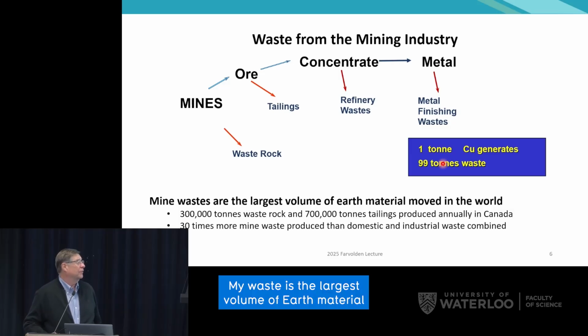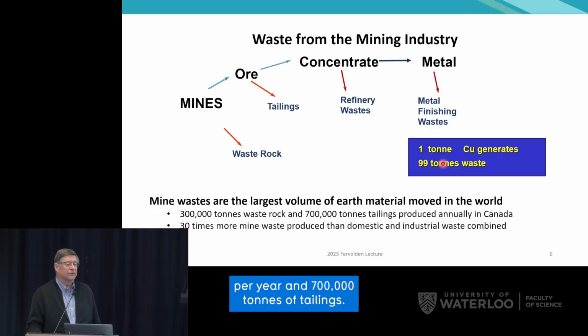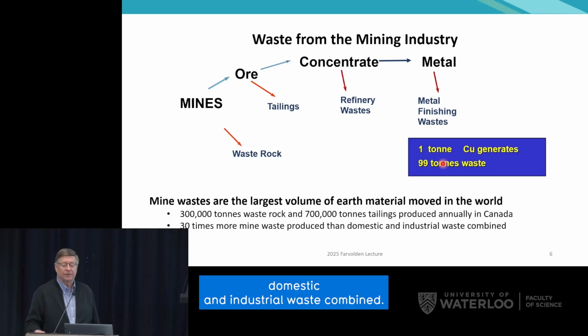Mine wastes are the largest volume of earth material that's moved in the world. In Canada, we produce 300,000 tons of waste rock per year and 700,000 tons of tailings, and that's about 30 times the volume or mass of domestic and industrial waste combined.